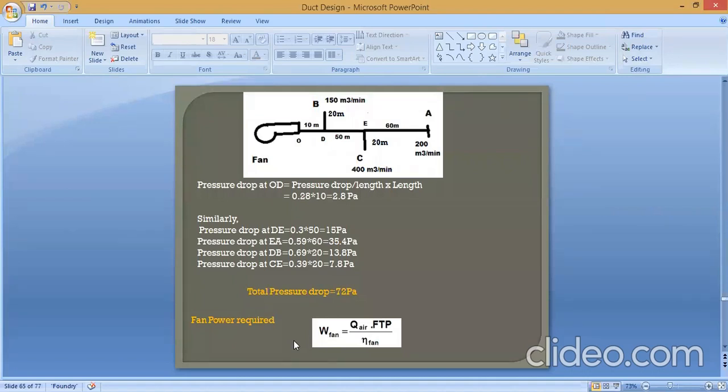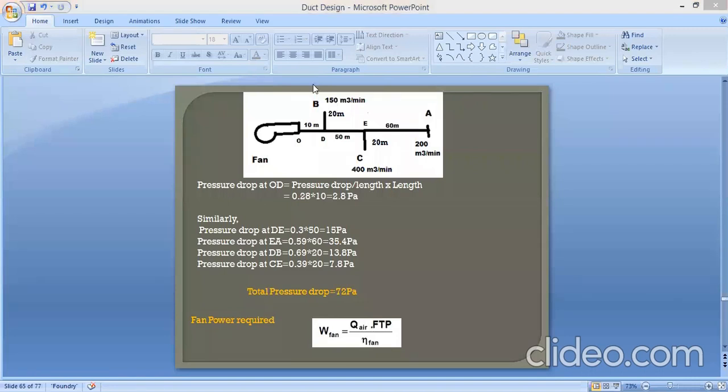You can select the fan from this, because Q you already know, how much actual air your fan needs to handle, which in our case is 150 plus 400 plus 200, which is 750 meter cube per minute. FTP, fan total pressure, is 72 Pascal suppose, and fan efficiency you can take any standard value like 70% or 80%. After substituting these values you can calculate the fan HP or kilowatt of the fan required for your duct or air handling unit. I hope you understood the first part.